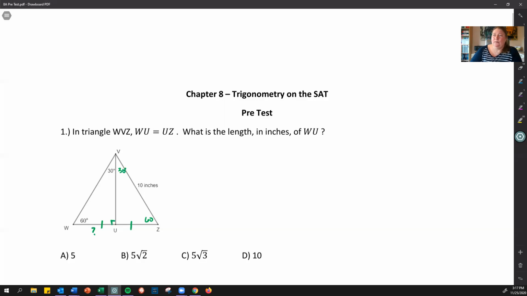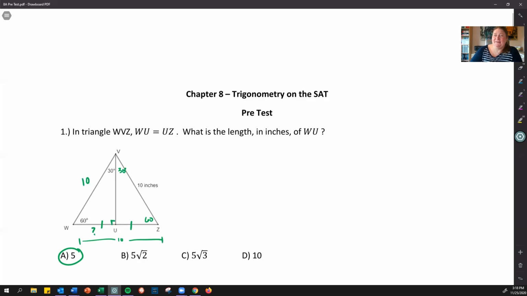If you were looking at this as one big triangle, it's going to be equilateral, because any triangle that has the 3 angles of 60, 60, 60 is always going to be equilateral. So if this side is 10, well then this side is 10, and then this side is 10. We're almost there with our final answer. The question mark is not for all the way from W to Z, it's just from W to U. That'll be exactly half of our 10. So our final answer is going to be A, or 5.